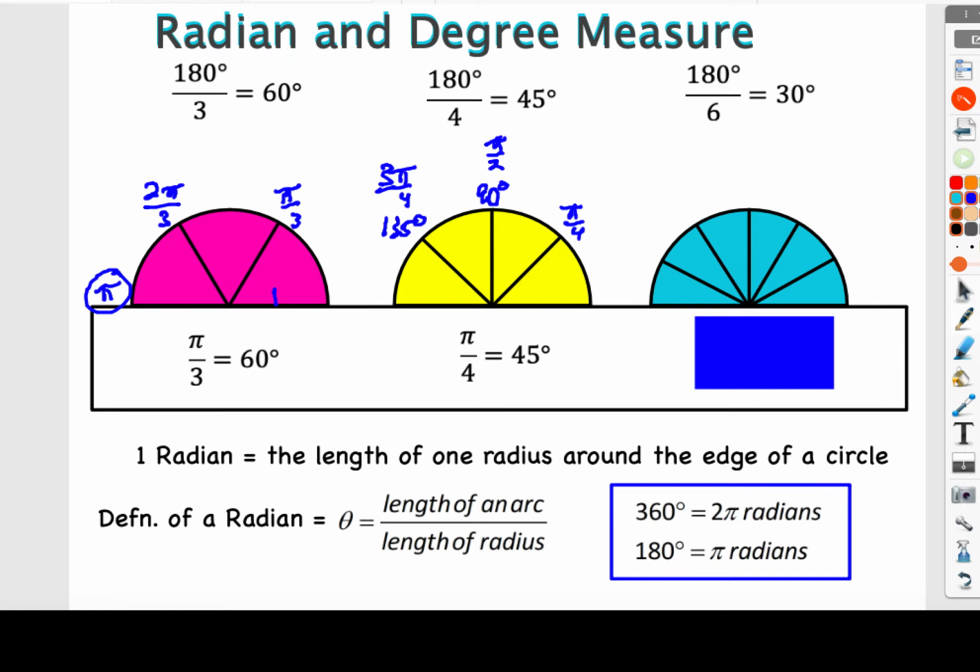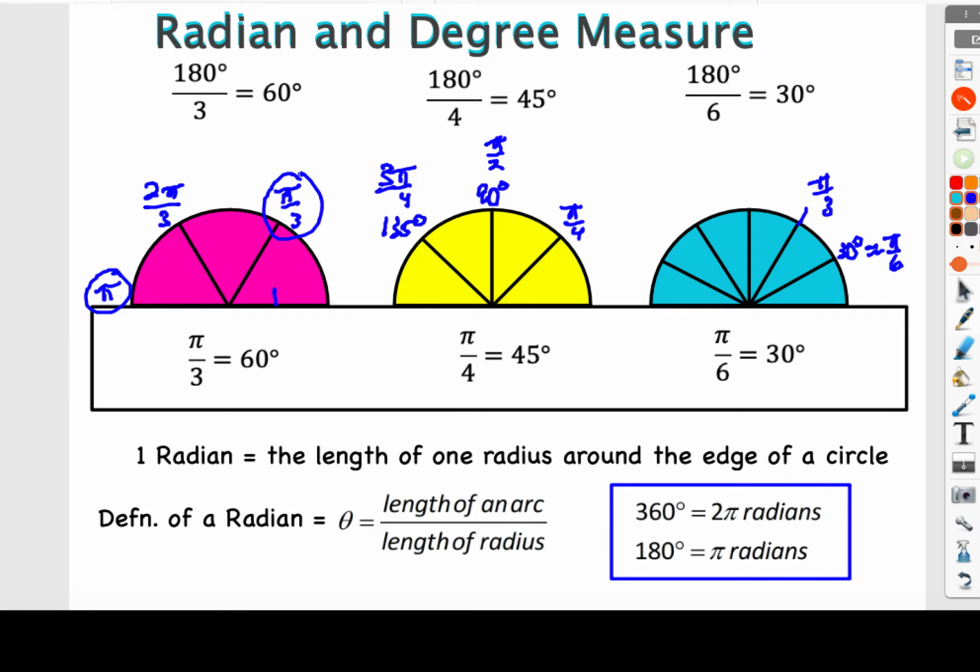The same idea works over here at the right, where this used to be 30 degrees. That would also be equivalent to pi over 6 radians. Or you could count 2 pi over 6, or basically pi over 3, right? Same thing as this 60-degree angle over here. Again, 3 pi over 6 would be pi over 2 radians.